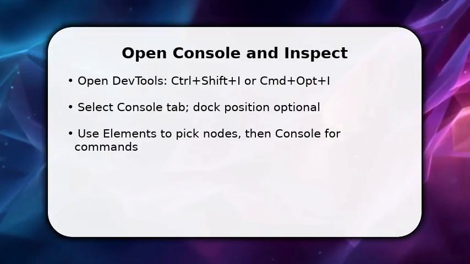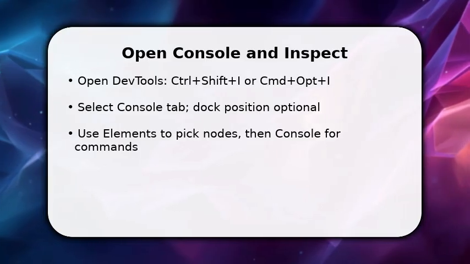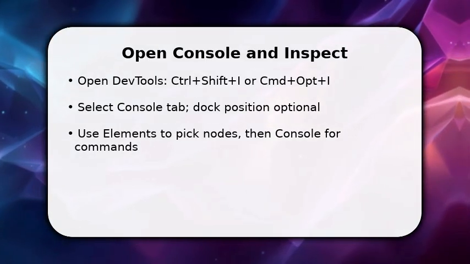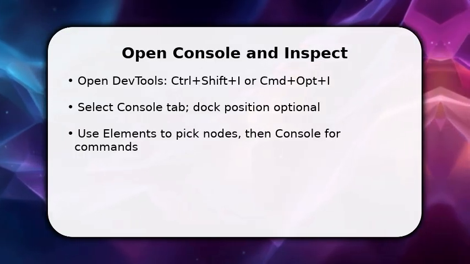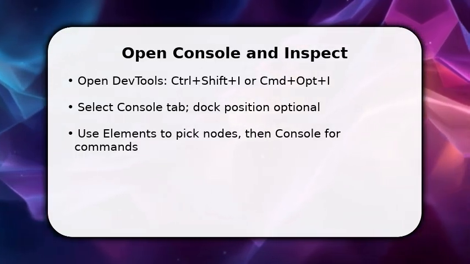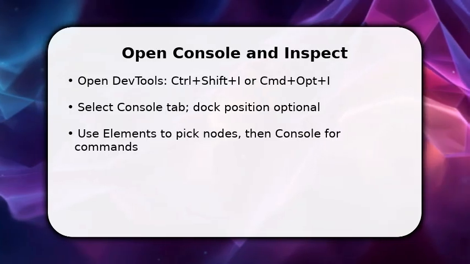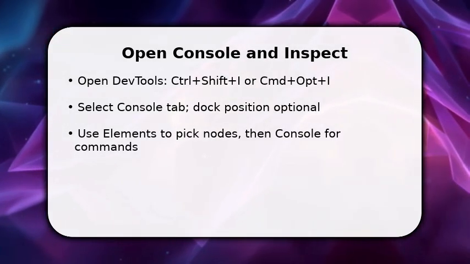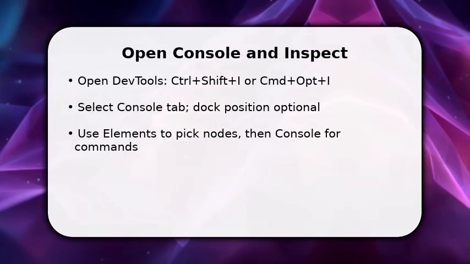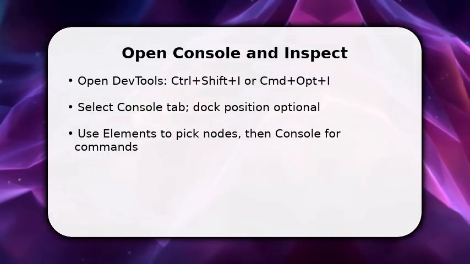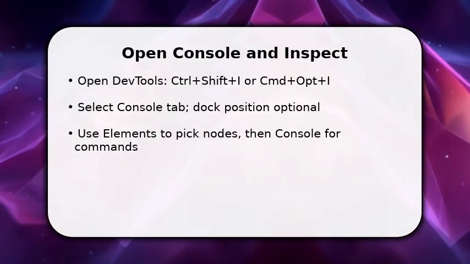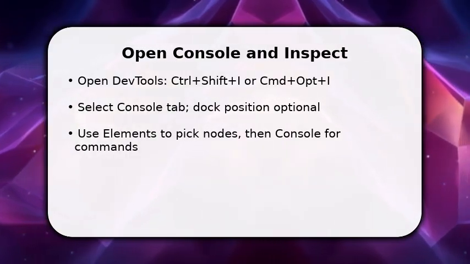You start by opening Chrome DevTools with Ctrl+Shift+I or CMD+Opt+I. This gets you straight to the tools. Once done, click the Console tab to run commands and view logs. Make sure to use Elements first when you want to inspect a specific element, then right-click and choose Store as Global Variable or switch to Console to reference it. This combination saves time and connects what you see on the page with the commands you'll run next.